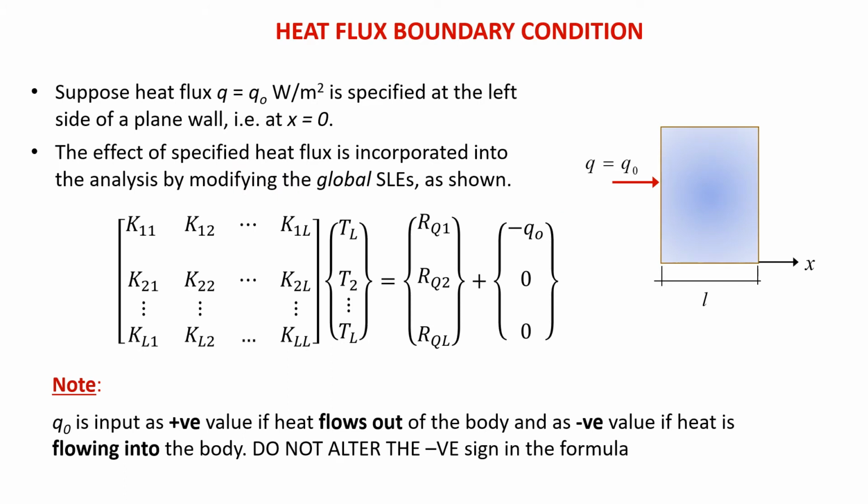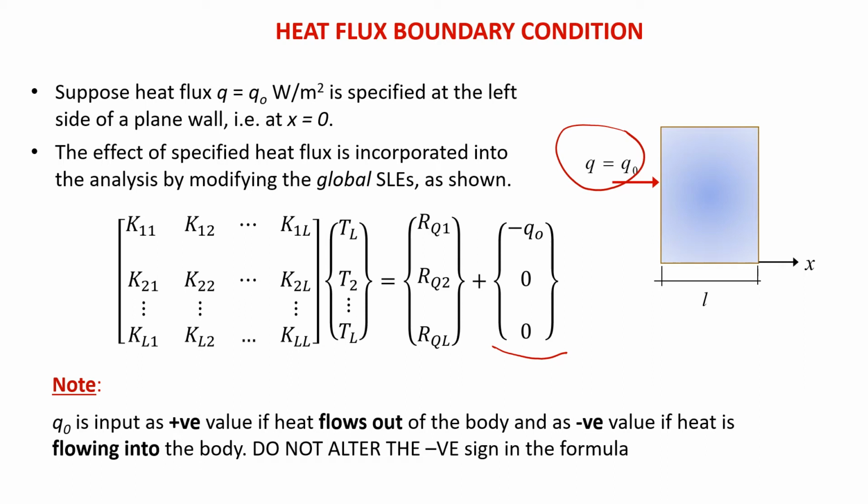In this slide, we would like to discuss the last boundary condition in a steady-state heat conduction problem. Suppose that the heat flux is specified at the left side of a plane wall as shown in this figure. The effect of this specified heat flux is incorporated into the analysis by modifying the global system linear equation as shown here. We just need to add one more matrix to take into account the specified heat flux.